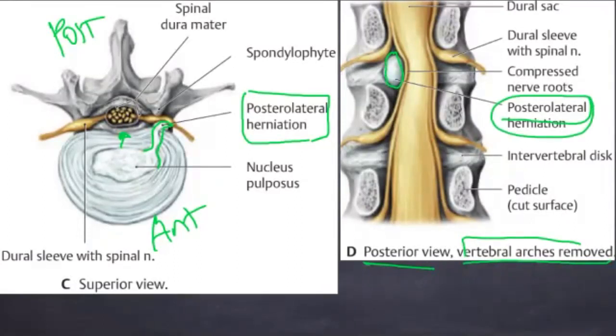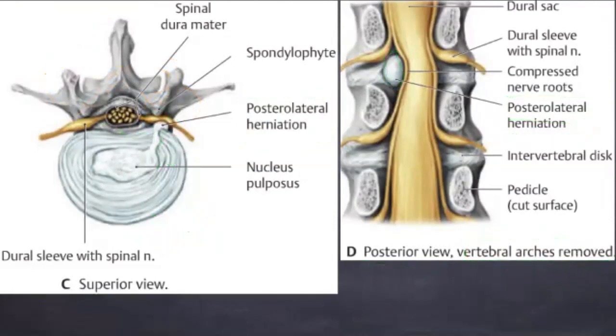So surgically you can't repair a herniated disc. What you will do is reduce the pressure exerted by the herniated disc. So you have to remove the herniated disc along with the lamina. That is called laminectomy, and removal of the disc is called discectomy.